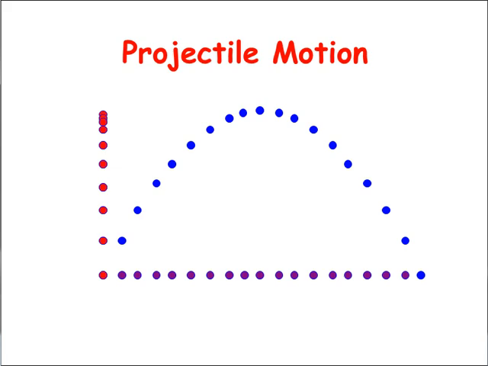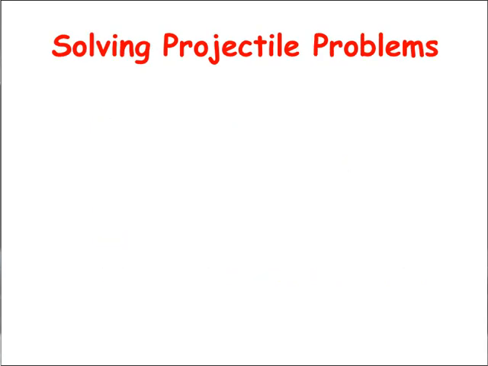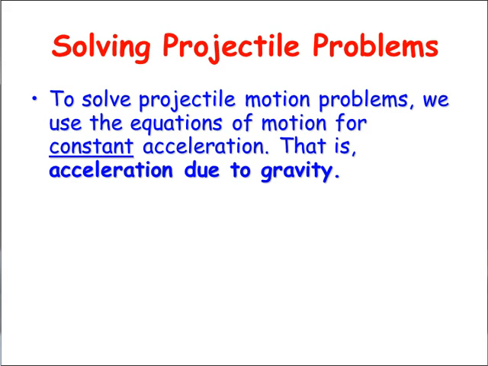That gives you a bit of an idea of what's happening with the projectile and what we're going to be looking at. So, solving projectile problems. If we want to solve projectile motion problems, then we're going to use equations that have constant acceleration. Why constant acceleration? If we think back, there was no acceleration happening in the horizontal. They were all equal steps.